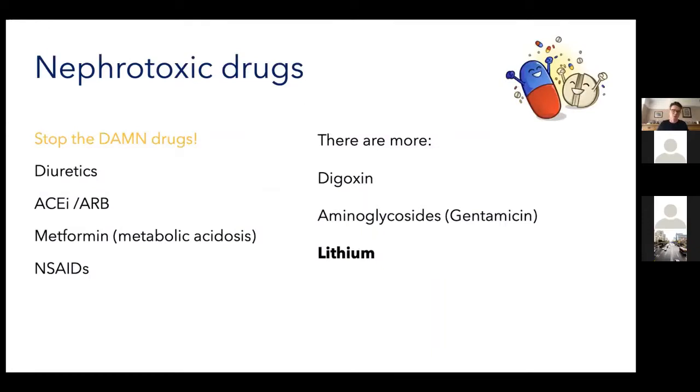So you guys have probably seen this before. Stop the damn drugs, the nephrotoxic drugs. So you've got D, diuretics, and digoxin, so I group them together. You've got your ACE inhibitors, your ARBs, and your aminoglycosides, metformin, and NSAIDs, and don't forget lithium. So these are drugs where you want to do a really thorough prescription review and just stop any of those nephrotoxic drugs.